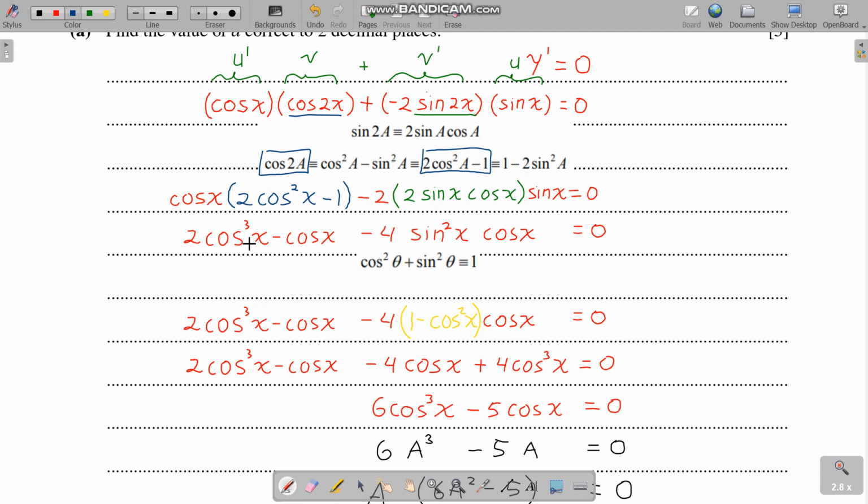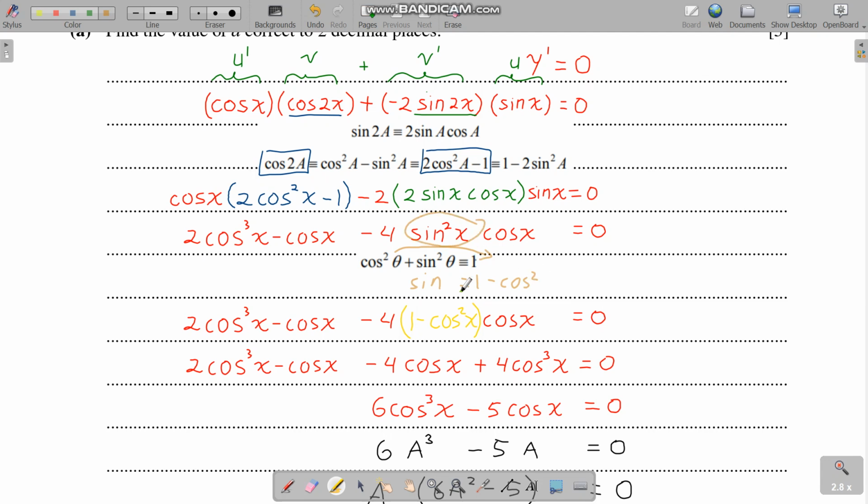So you multiply cos times 2 cos squared, 2 cos cubed, cos times minus 1, minus cos, and minus 2 times this, we have minus 4 sine squared cos. And now we use the Pythagorean formula. Just look at MF19, move the cos squared to the right, we get sine squared equals 1 minus cos squared. So we replace this sine squared with 1 minus cos squared.